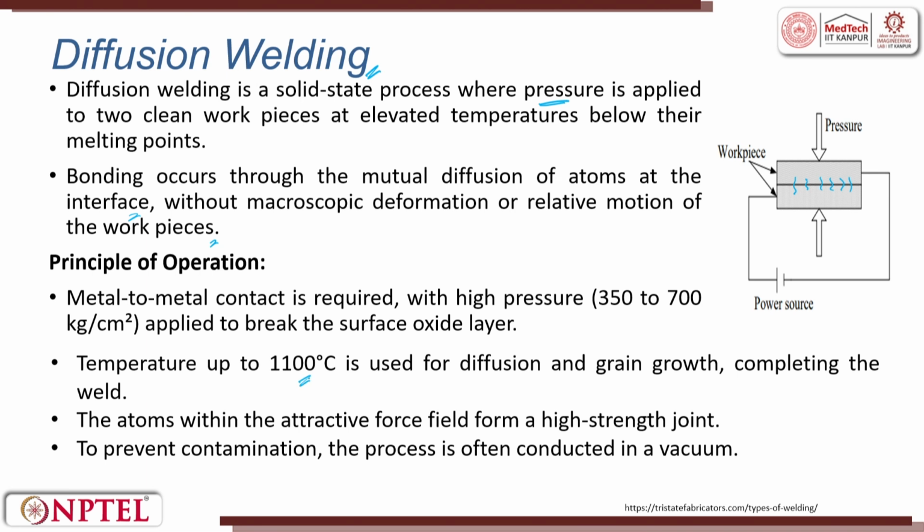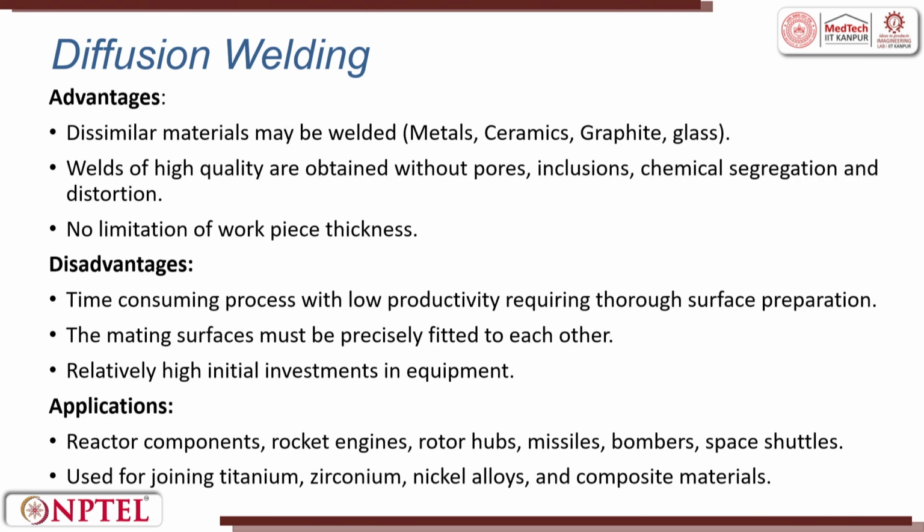Temperatures up to 1100 degrees can be used. The atoms with the attractive force field form a high-strength joint. To prevent contamination, the process is often conducted in vacuum. Diffusion welding happens in vacuum. In electronic components, the majority of the welding happens by the diffusion process.